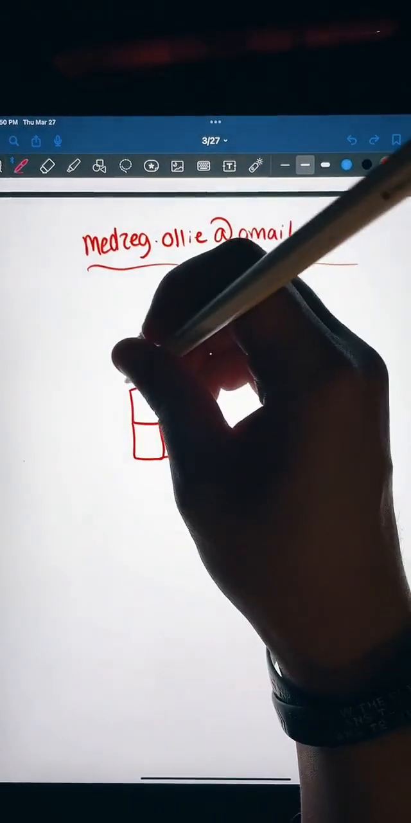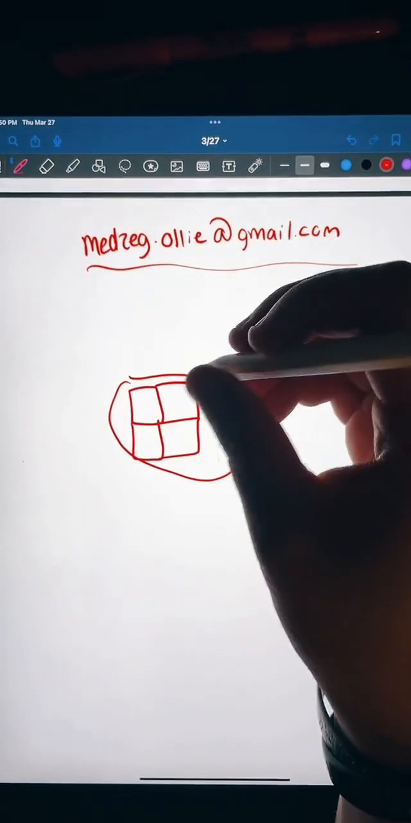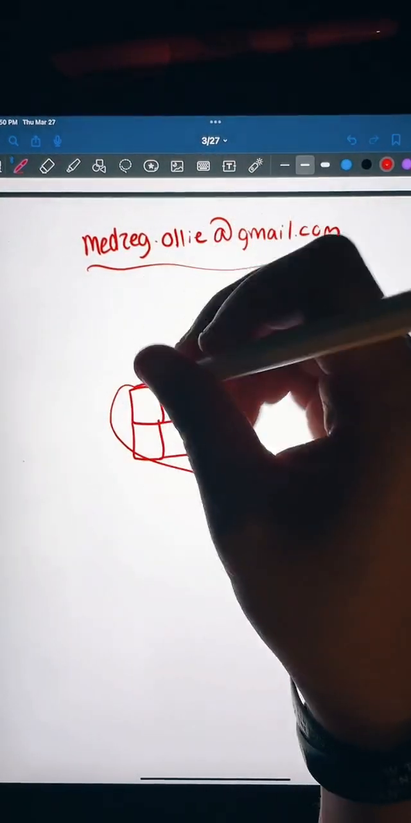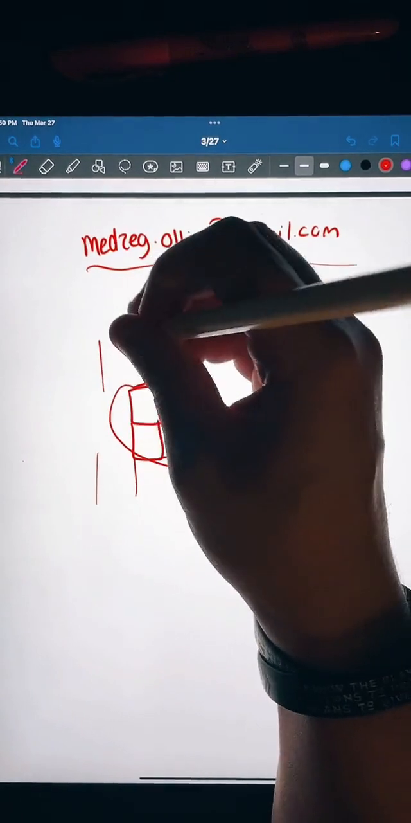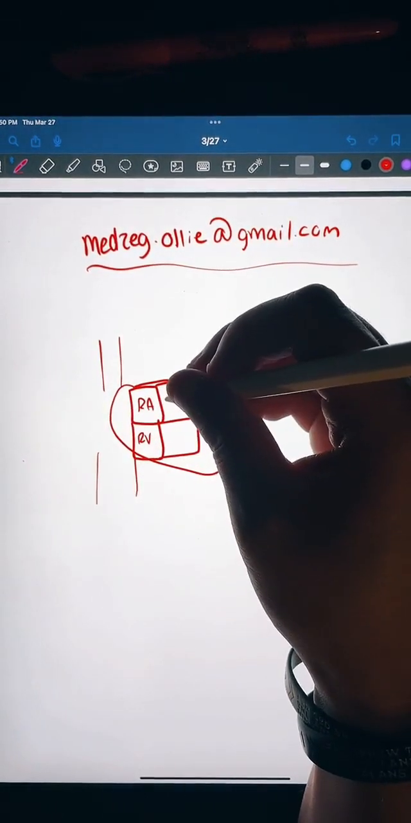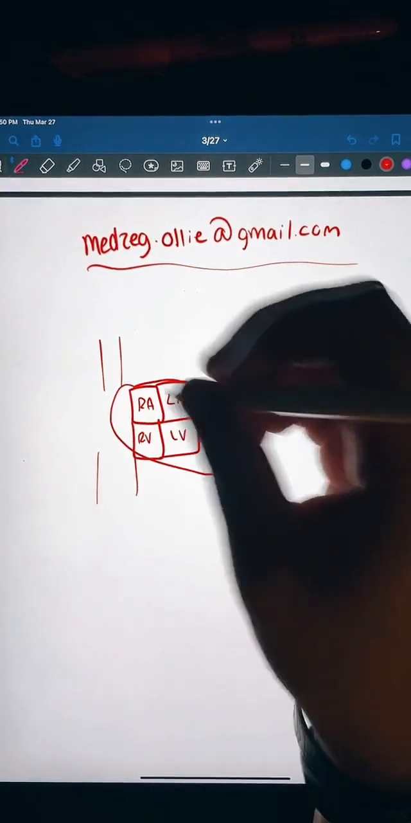I could do that a little better. Like a crappy heart. Man, I did this better like last week. Then we have our inferior and superior vena cava. This is our right atria, right ventricle, left atria, left ventricle.